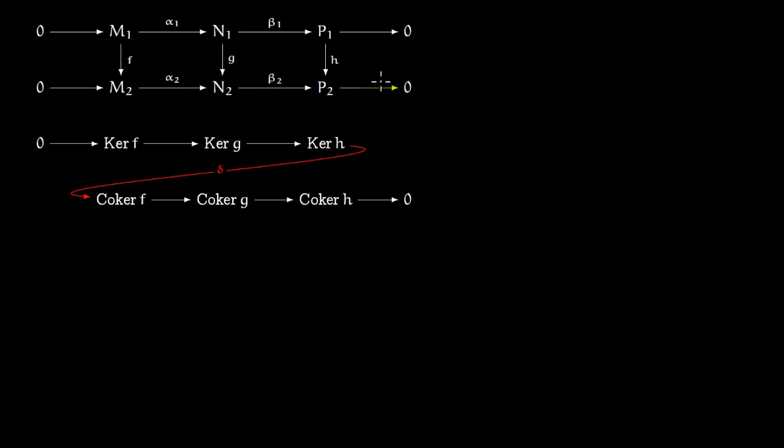If you're given the short exact sequences like this, and you have connecting homomorphisms, f which connects M1 and M2, G a homomorphism connecting N1 and N2, and H which goes from P1 to P2, then such a diagram implies that there is a long exact sequence like this. So 0 to the kernel of f, then to the kernel of G, to the kernel of H. Then you have a map delta, then you go to the cokernel of f, the cokernel of G, and the cokernel of H.